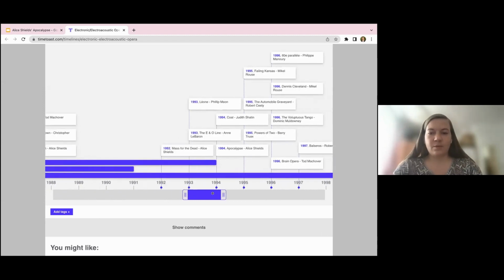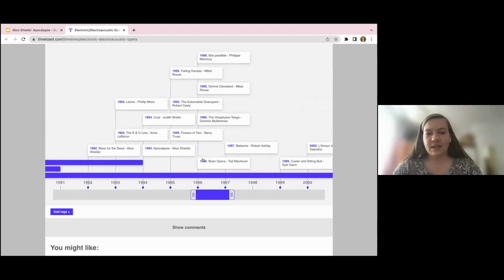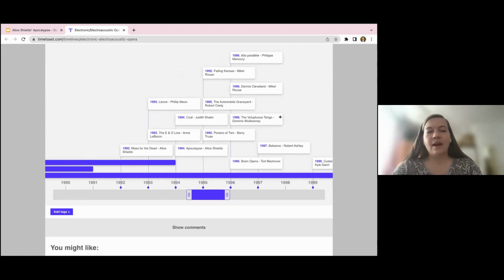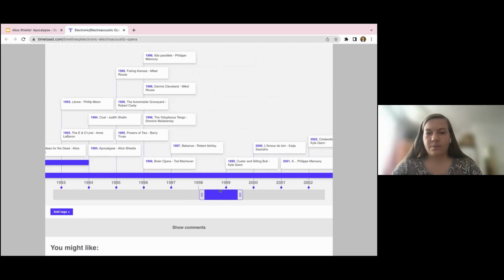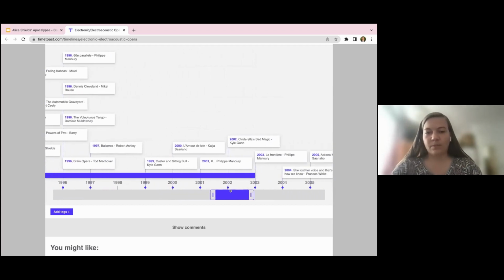So you can see we start to get a lot of activity around the 90s, which is when obviously home studios were becoming more popular. So technology was more democratized and accessible. So we get a lot of people making works in their home studios.